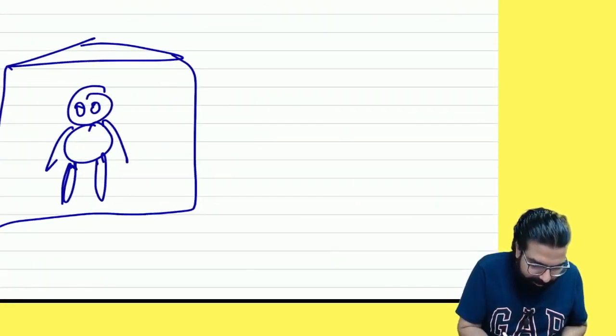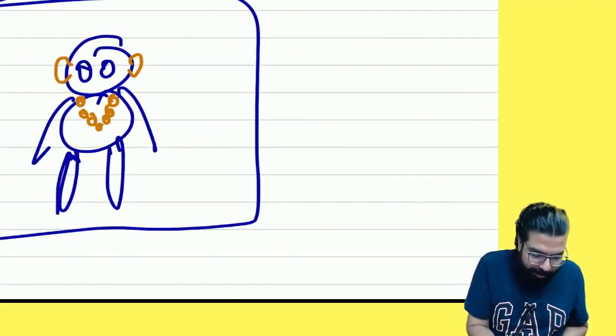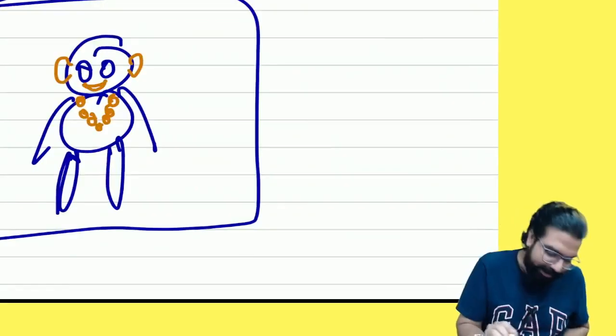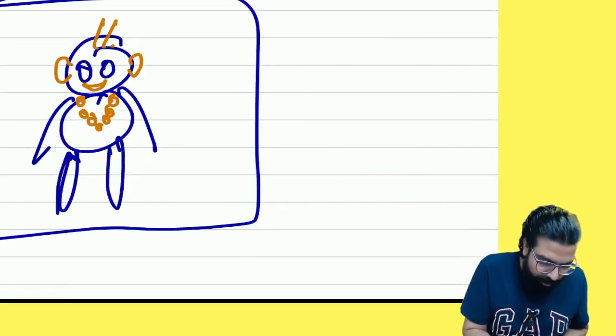Arey, this is Money Bhai. Ear also gold. Neck also gold. He is a goldsmith. Okay, everyone. Lipstick also is put gold. Done. Hairs also gold.